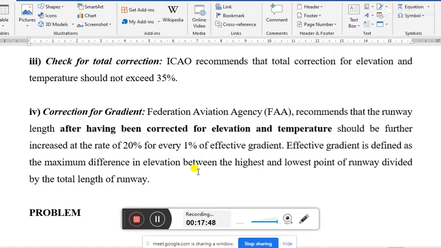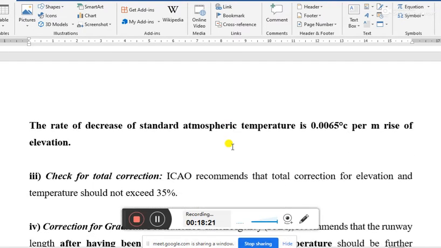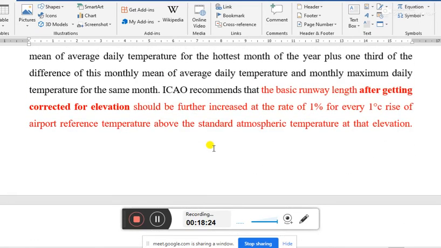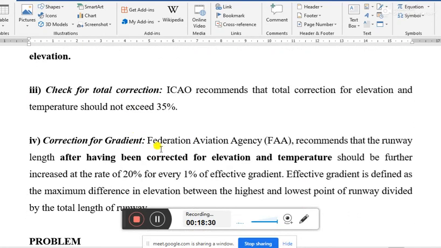Okay, and there is one definition, that is, what is effective gradient. Effective gradient is nothing but the difference of elevation between the highest point and lowest point on the runway divided by the total length of the runway. And this total length is actually the corrected runway length after elevation and temperature correction. Okay, this is up to the correction. Three corrections: one is for elevation, another is for temperature, and last is for gradient correction.